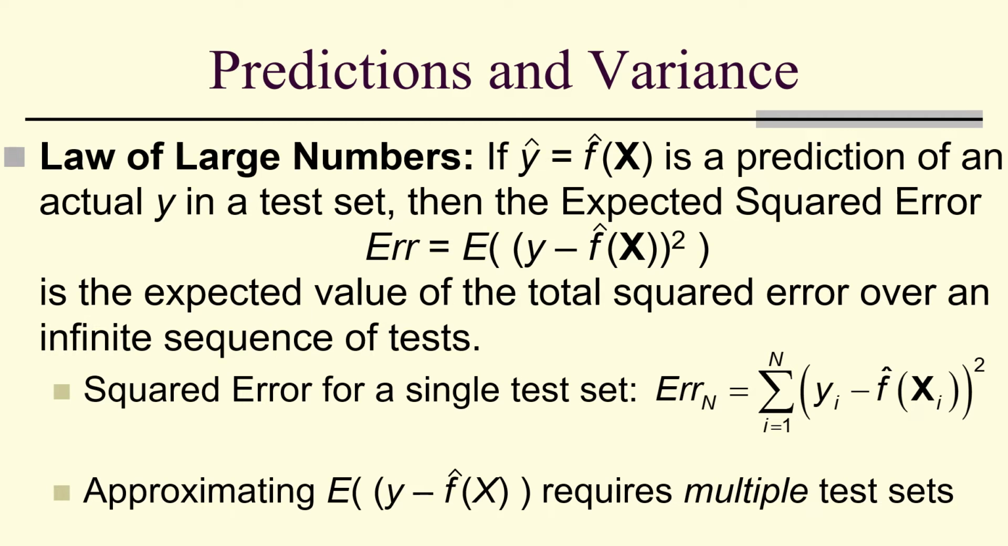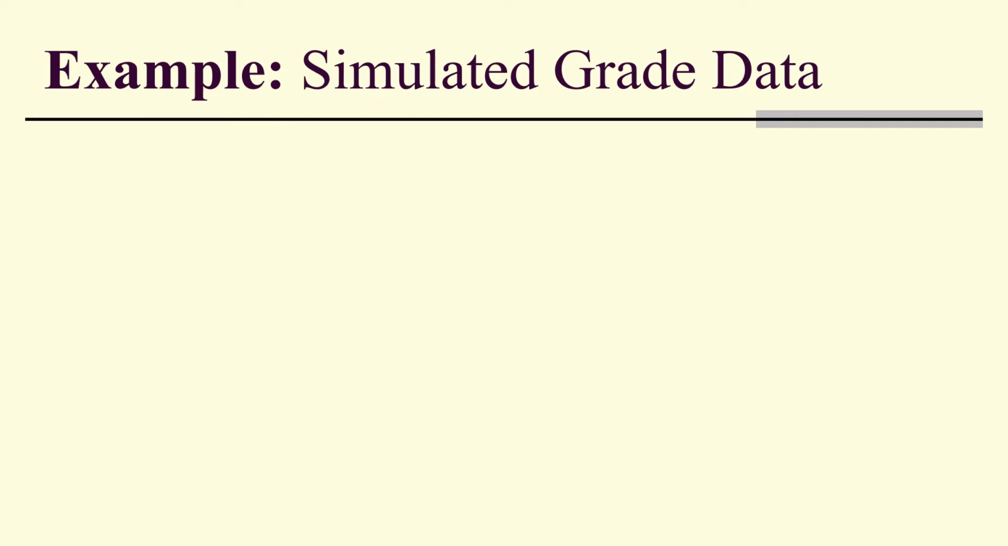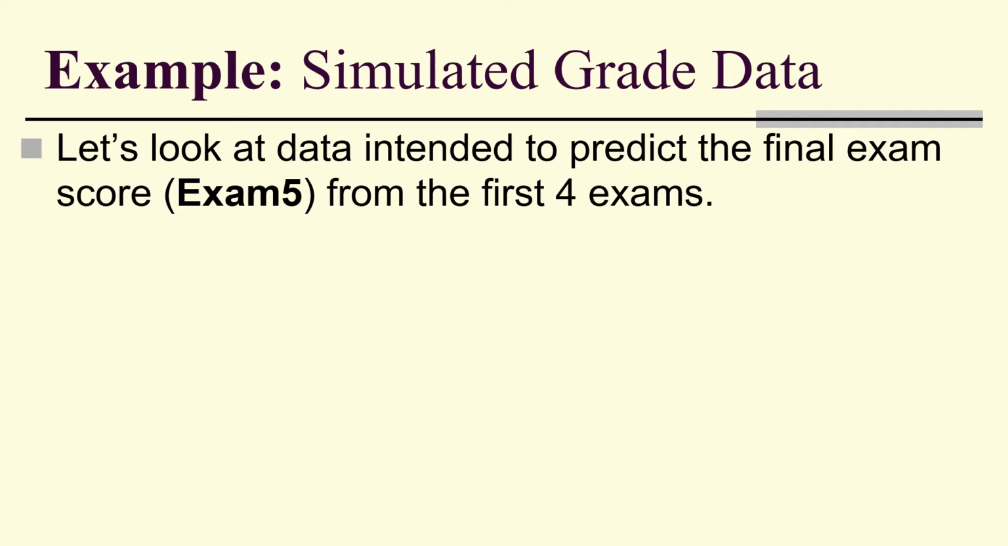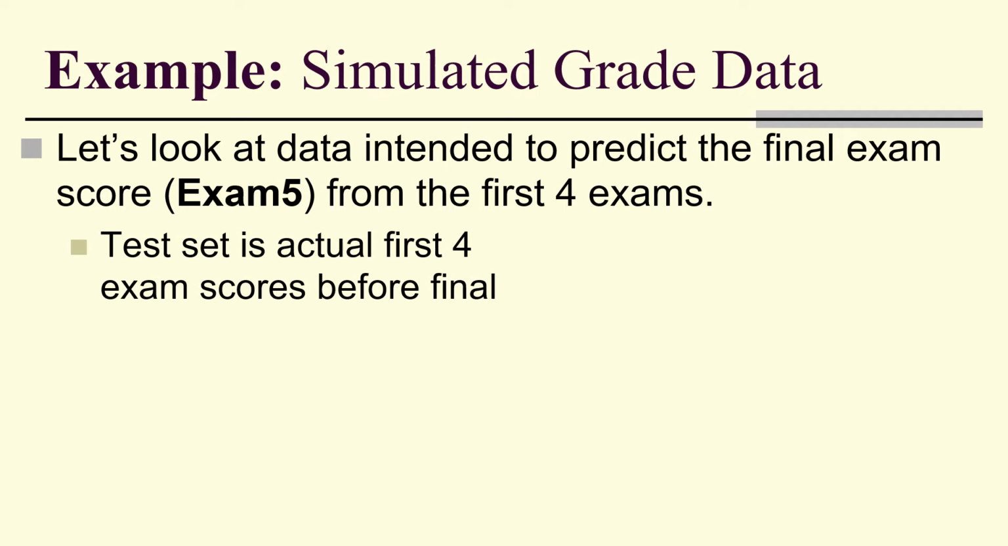So in general, we want to approximate the expected value of (y minus f hat of x) squared using multiple test sets, in other words, cross-validation. So let's look at an example, simulated grade data. Suppose we want to predict a final exam score, exam 5, from the first 4 exams.